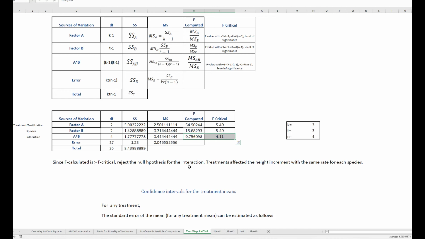In that case we will stop here, because whenever we find the interaction present, we cannot interpret the factors by themselves, since they are linked with each other. They interact. That's what we found in the hypothesis testing. Then they are actually related. That means we stop at the interaction.